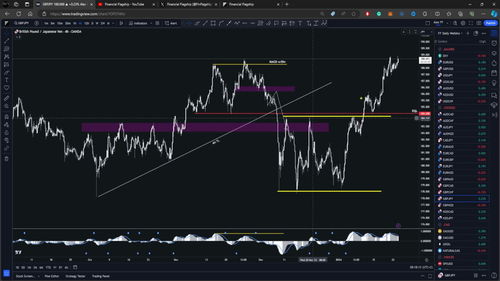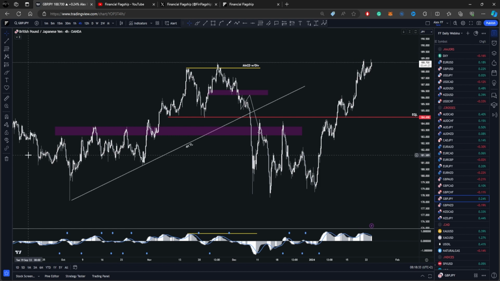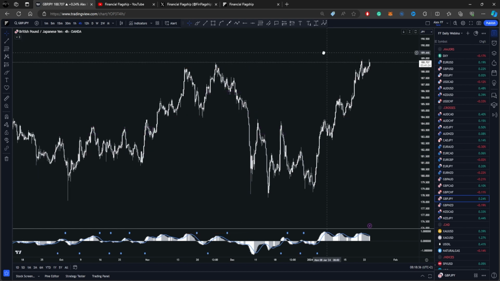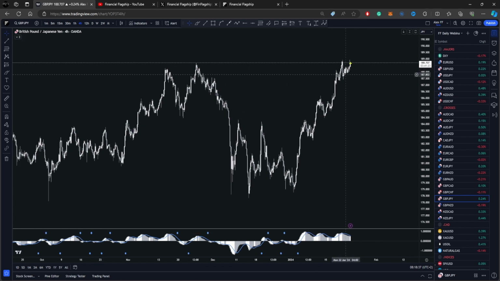And now what we're expecting here, as you can see, the price went sharp towards the upside. We expect a consolidation here, but let me delete the drawings first. So like I was saying, we need to wait for a consolidation. There is a possibility that the price could continue to go up in a slow manner, or even push up a bit harder.